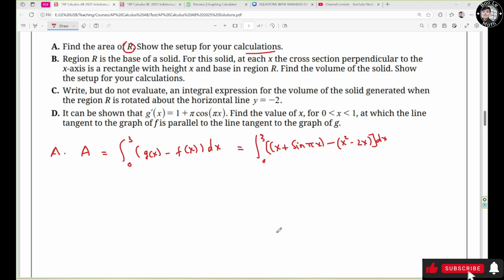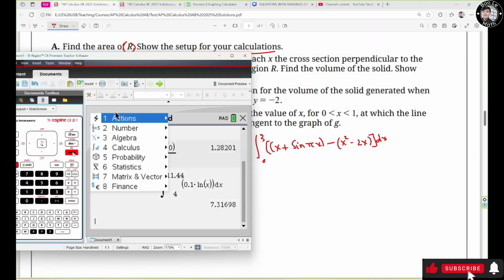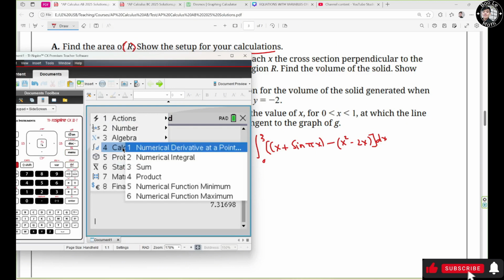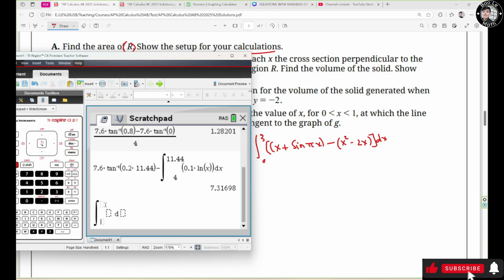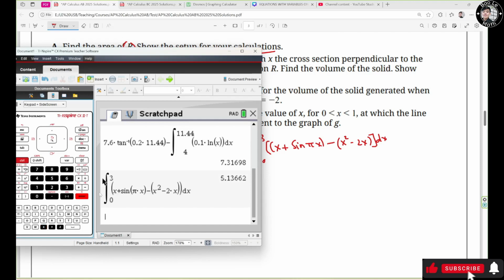Alright, since this one is calculator active, we're going to bring up the calculator. Now you're going to hit menu, calculus, number 2. The integral from 0 to 3. And you hit enter. The answer is 5.136, right?